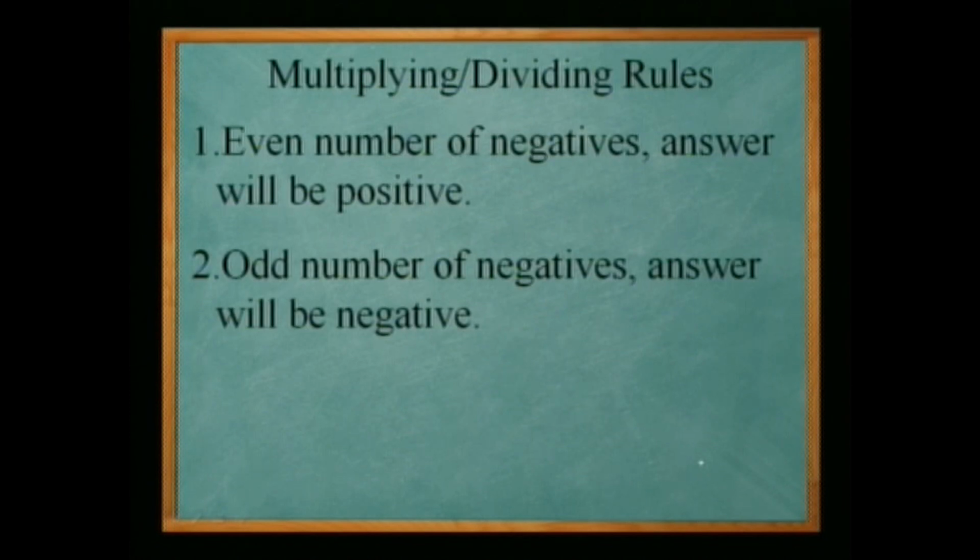Now there's a different set of rules when you're multiplying and dividing. So these are different rules versus when you're just adding or subtracting. When you have an even number of negatives that you're multiplying or dividing, the answer will be positive. If you have an odd number of negatives, the answer will be negative.